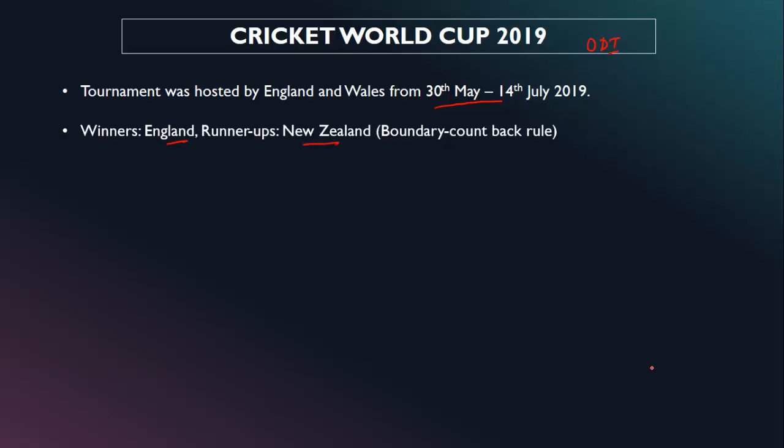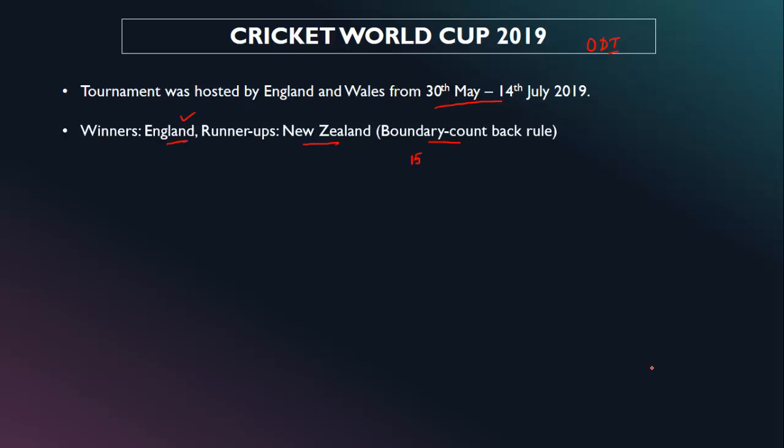And friends, as you all might remember, there was a tie in the final. So there was again a super over in which both the teams scored 15 runs equally. So what happened was the winner was decided on the basis of the boundary count back rule. In that rule, it is mentioned that whichever team has made more boundaries, including sixes and fours, will be declared the winner if there is a tie in the super over. So in that, England came out to be the winner, even though there was a tie in the super over.